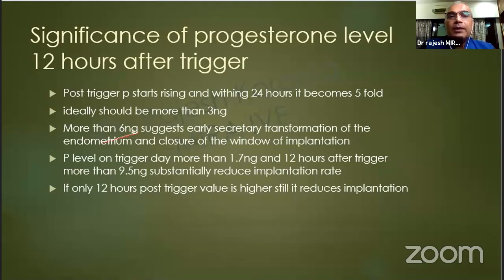Suppose on the day of trigger, your progesterone level is normal. But 12 hours post-trigger, if the progesterone level is higher, still you should think twice before transferring fresh embryos. So in other words, if you really are thinking of transferring fresh embryos in your center, ideally you should measure progesterone early in the cycle, on the day of trigger, and 12 hours after the trigger. Then and then, you can make a correct decision whether to transfer the embryos fresh or freeze.